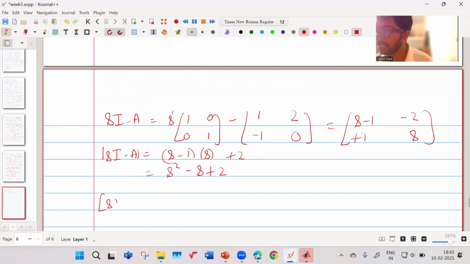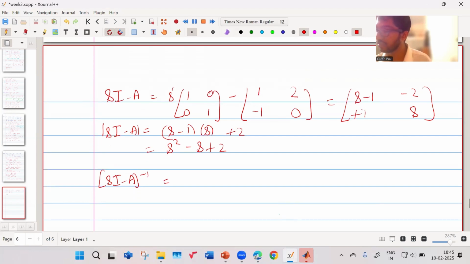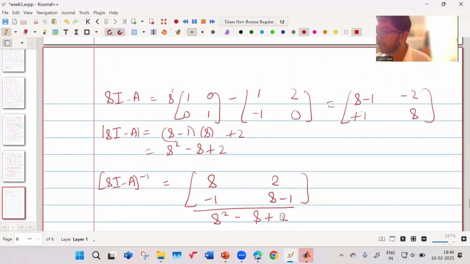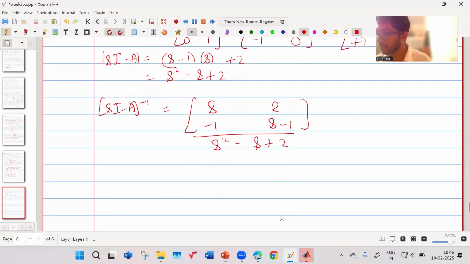So our (sI minus A) inverse is equal to, we interchange the diagonal elements, so it becomes s, s minus 1, and the off-diagonal elements we change their sign, so it becomes 2 and minus 1, divided by the determinant of sI minus A, that is s square minus s plus 2. So this is our (sI minus A) inverse.